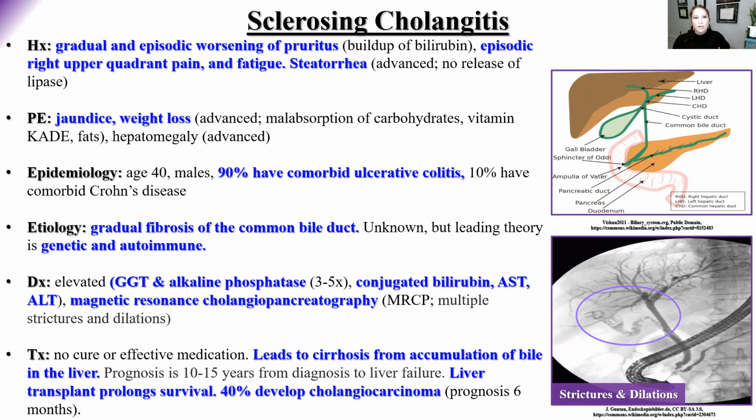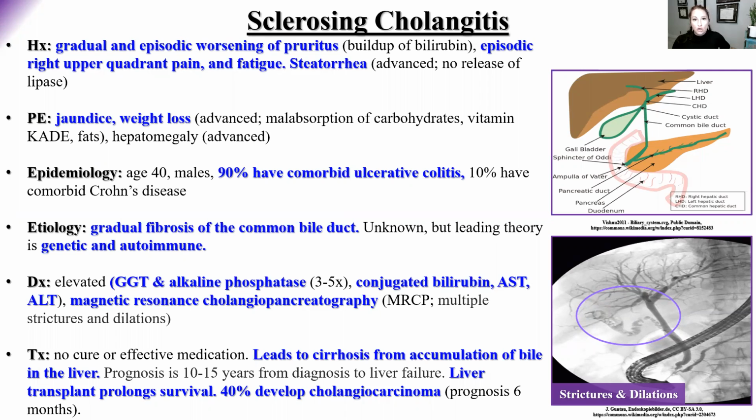So gradual episodic worsening of pruritus because it's the buildup of bilirubin. It makes us kind of itchy. They may have these episodes of right upper quadrant pain, fatigue. These are all kind of non-specific. Steatorrhea or fatty stools happens when it's advanced because you're having no release of that lipase, so you can't digest the fat, so it comes out into the stools.